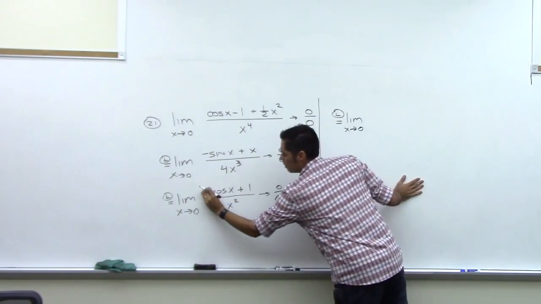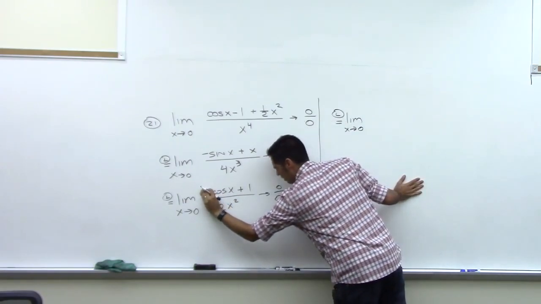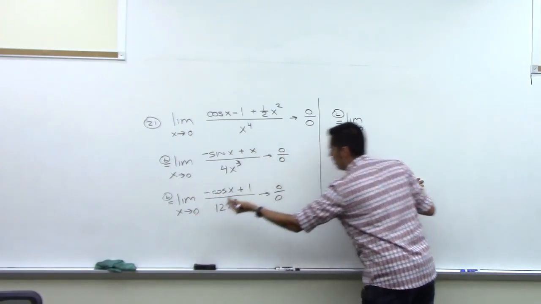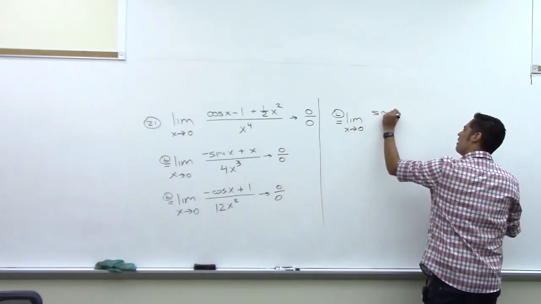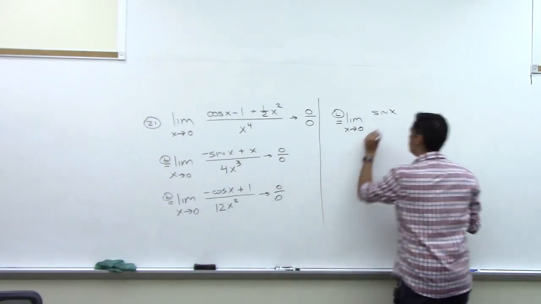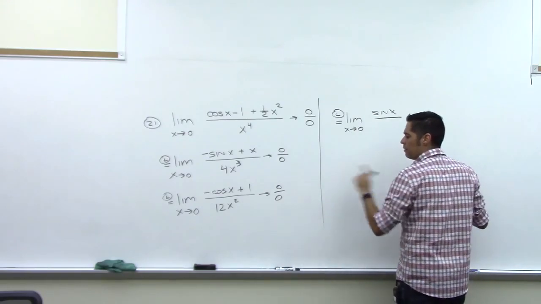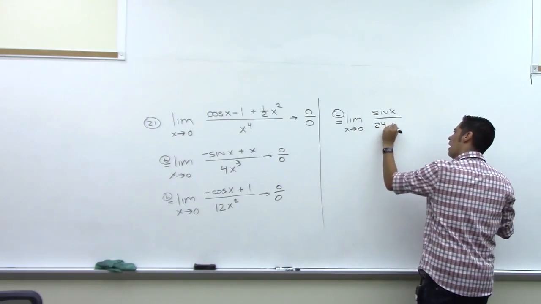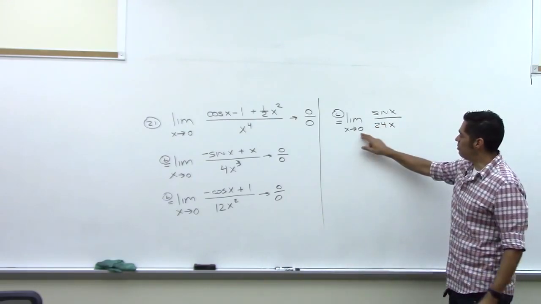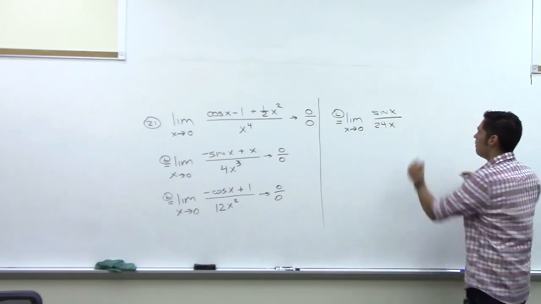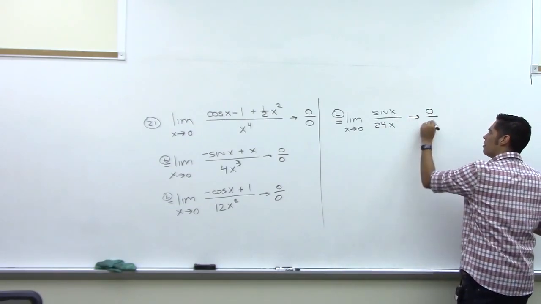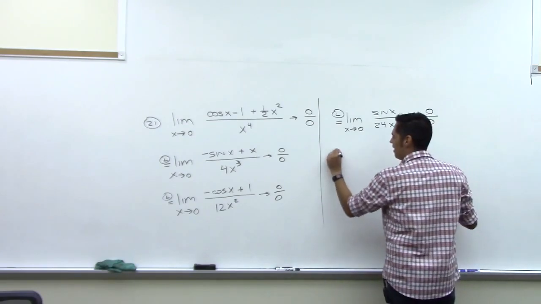Derivative, there's a negative here, I'm going to cover it up. Derivative of cosine x is negative sine x, but then I make it negative again, so that's positive sine x. Derivative of 1 is 0, over derivative of the bottom, which is 24x. Let x go to 0, sine of 0 is 0, over 0 again. L'Hopital again.